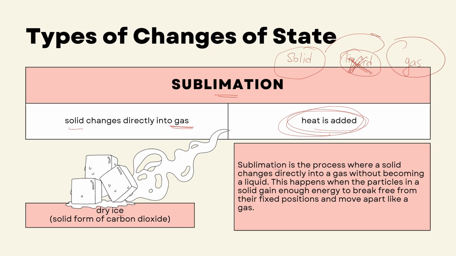Sublimation is the process where a solid directly changes into a gas without becoming a liquid. There is no role of liquid here. It directly changes from solid to gas. This happens when the particles in the solid gain enough energy to break free from their fixed positions and move apart like gases, from a tight arrangement to very easy movement of particles.